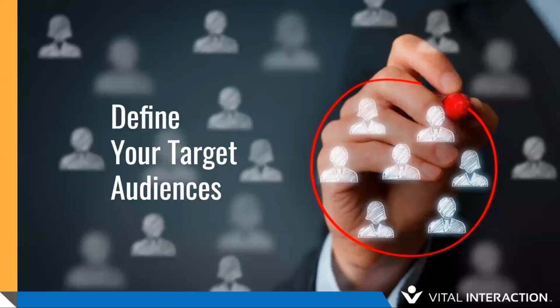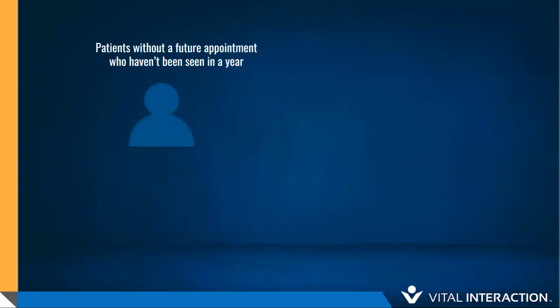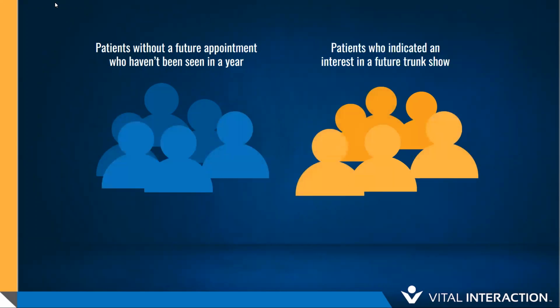If we go to the next slide, these are two very simple examples, and I'll hand it over to Chris, who may have some more in-depth examples. The first: patients with a future appointment who haven't been seen in a year. Those are patients that you may want to reach out to. The other one is, maybe you do some sort of trunk show or open house at your practice, and patients have indicated interest in that in the past. So that might be another subset. That's what I mean when I say really thinking through and defining who your target audience is.